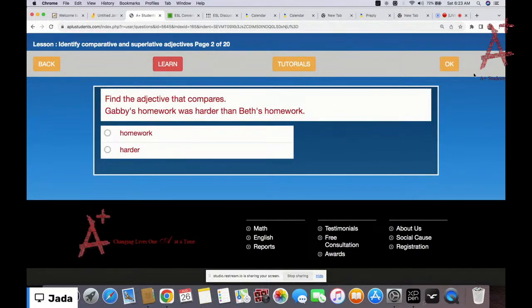Okay? Gabby's homework was harder than Bet's homework. Now, Gabby and Bet are two different people, and it is comparing two people, which makes it comparative. Okay, because it says harder. So, what adjective is being compared here? It is harder.